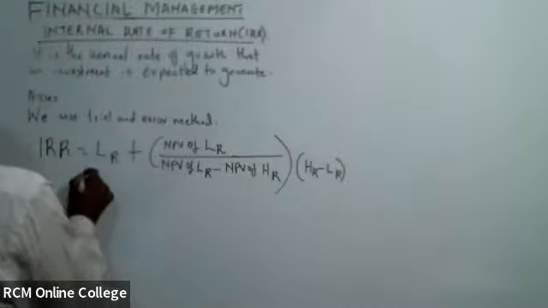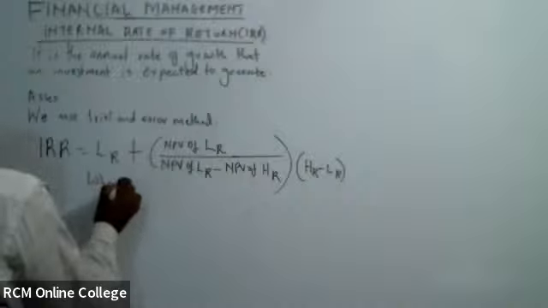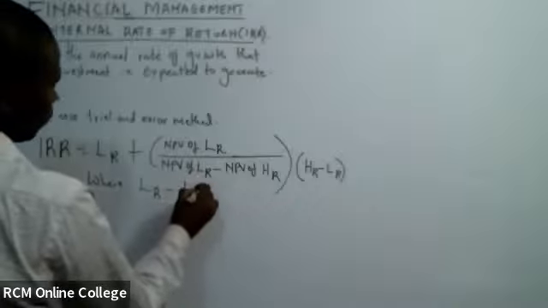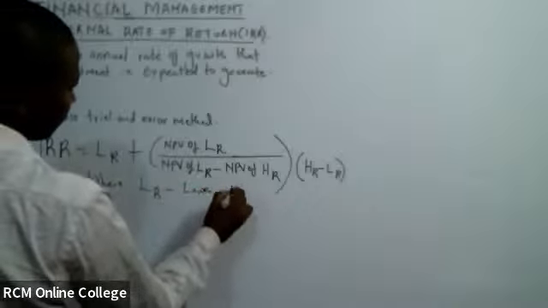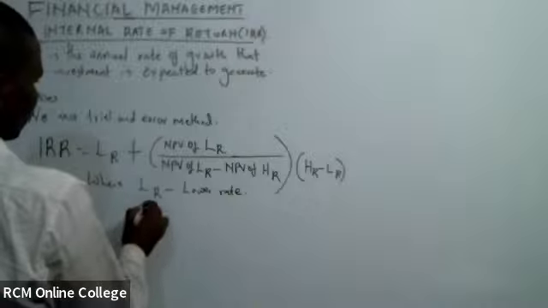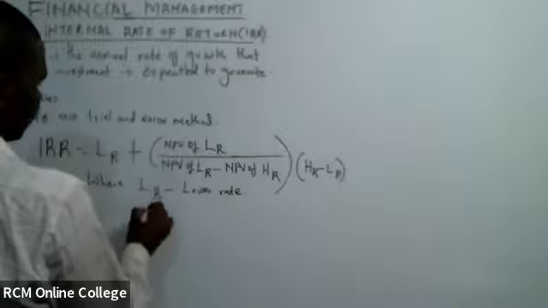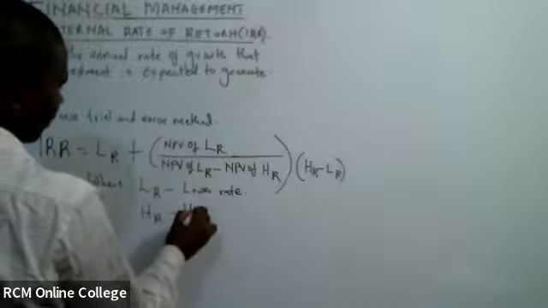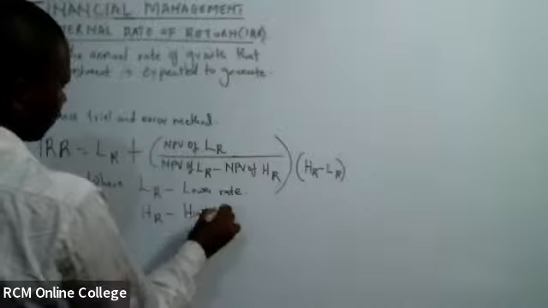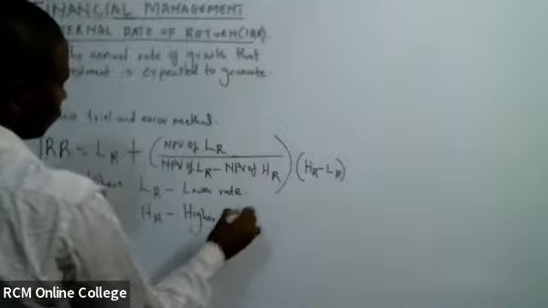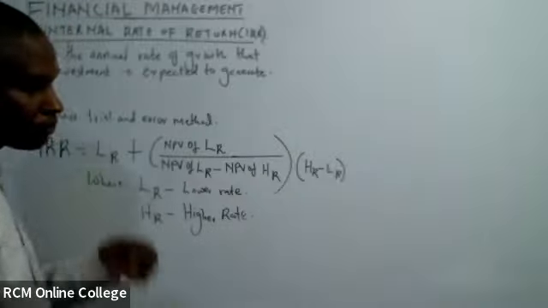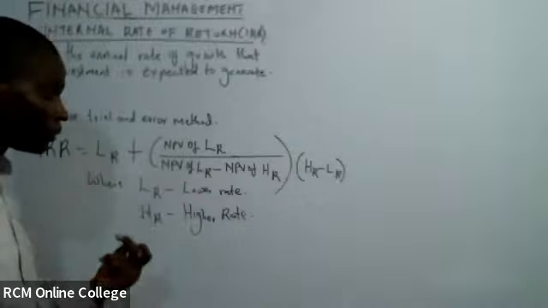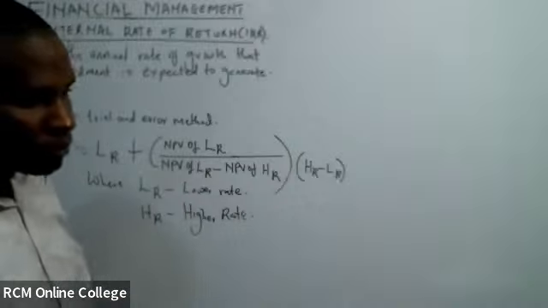Where LR represents lower rate, HR represents higher rate. So ukishashika hiyo sawa. Lower rate, higher rate. Good.